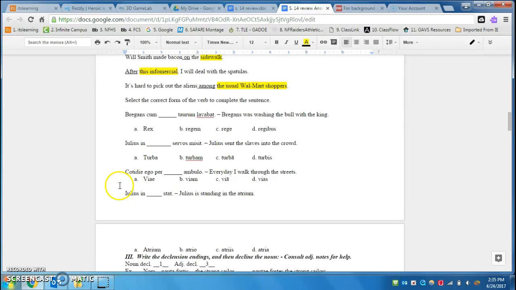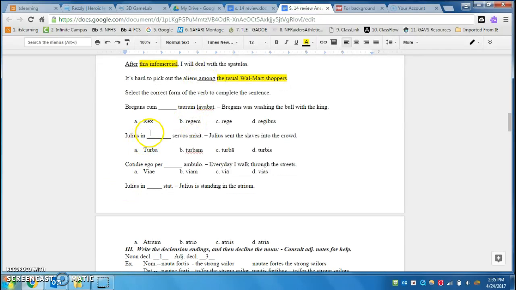All right, so it says select the correct form of the noun to complete the sentence. Okay, well, we need to remember that if the preposition, like cum, is sit space, then we'll choose the ablative form of these.